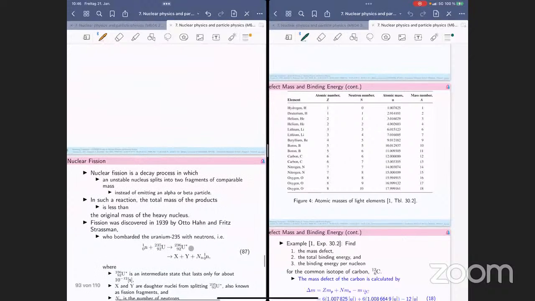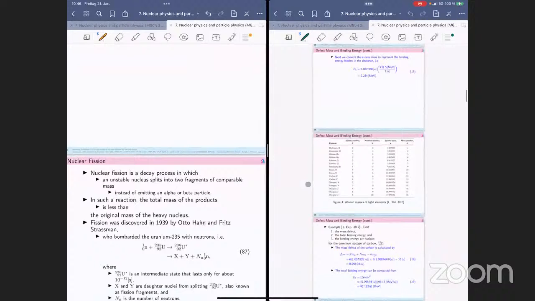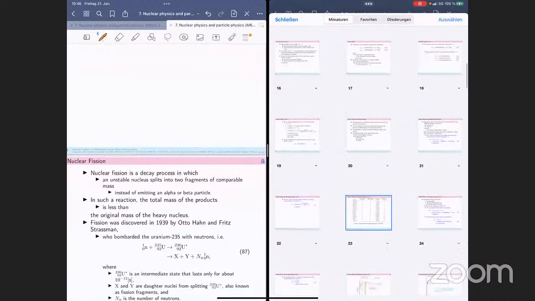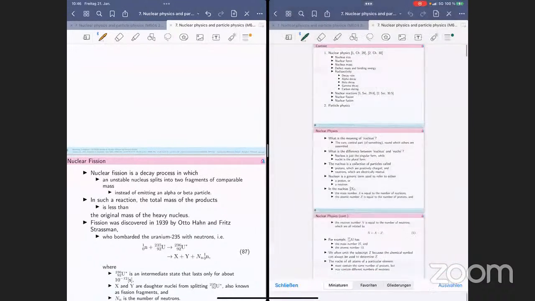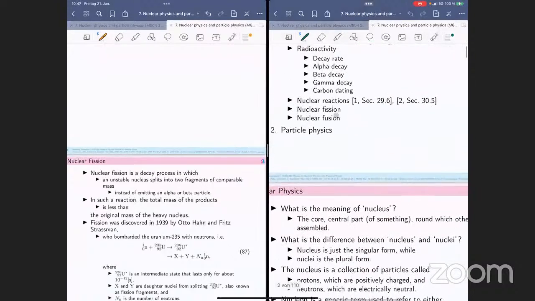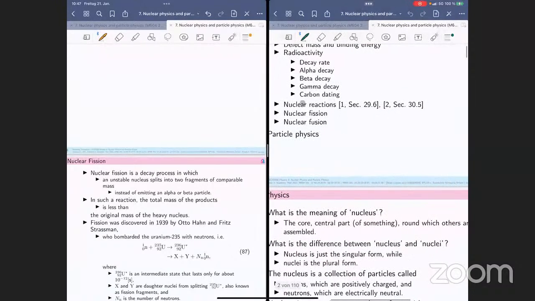Okay, now we arrive at nuclear fission. Where is that? The nuclear fission, right? We are somewhere here. Okay, we have finished nuclear reactions. If you have any questions, just let me know. Now we move to the next one, which is nuclear fission.